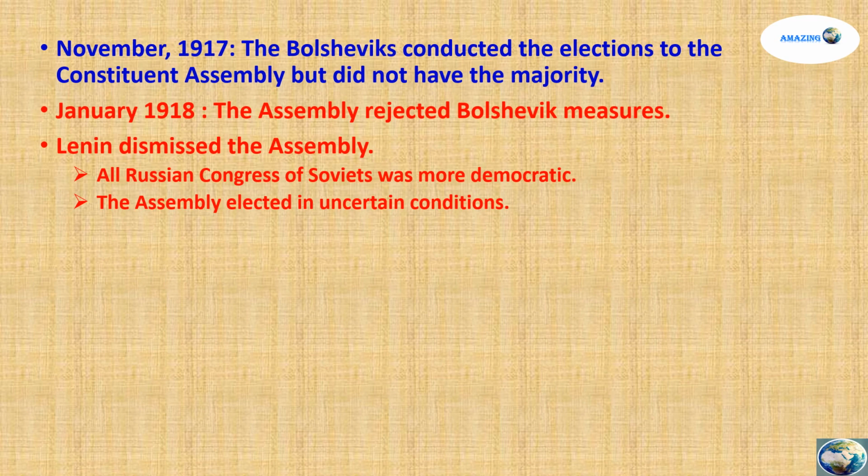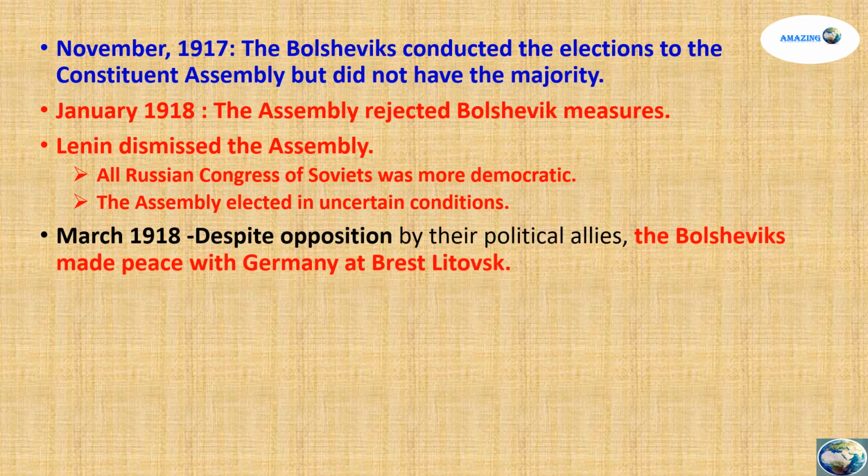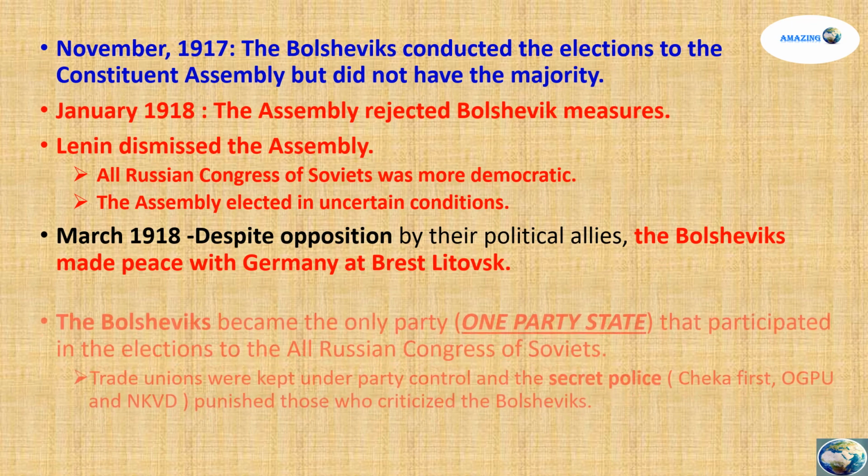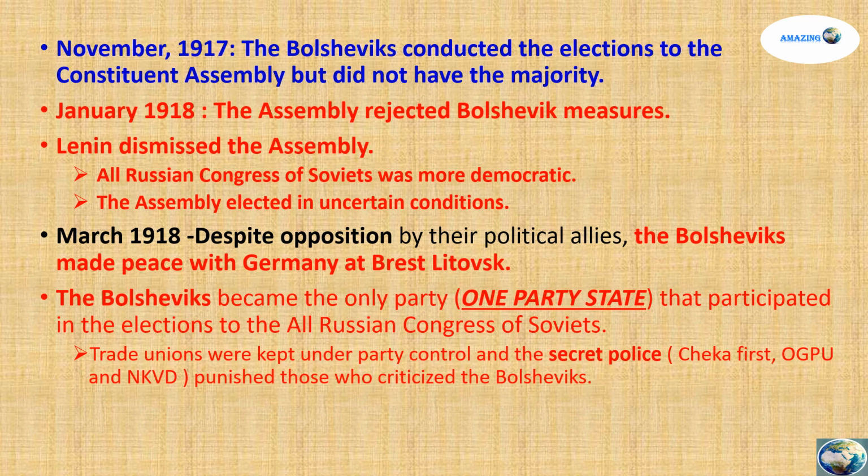All-Russian Congress of Soviets was more democratic and the assembly was elected in an uncertain or unfavorable condition after the October Revolution. By March 1918, despite opposition of political allies, the Bolsheviks made peace with Germany at Brest-Litovsk. The Bolsheviks became the only party that participated in the elections to the All-Russian Congress of Soviets. They did this by keeping the trade unions under party control and secret police to punish all those who criticized the Bolsheviks.